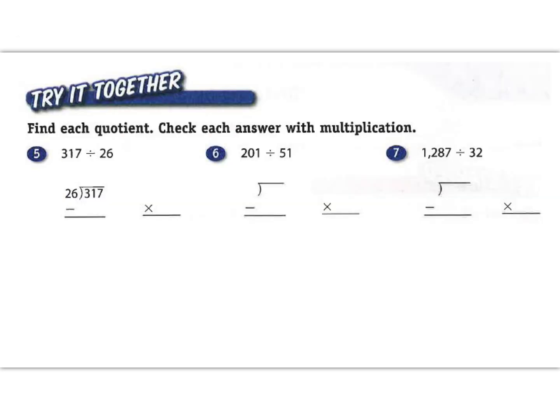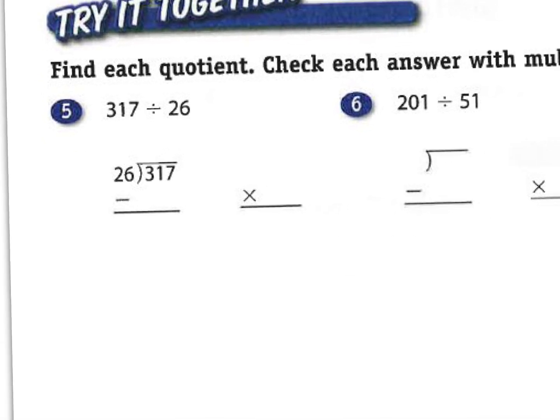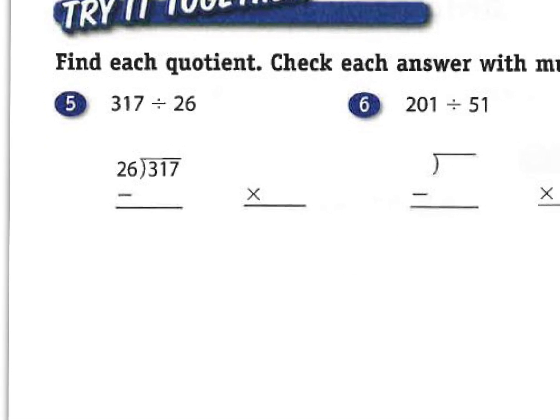All right, this says find each quotient, check each answer with multiplication. So we're going to actually check our answers on these as well. So let's do 2 of these together, and then you're going to try one on your own and pause the video and then check your answer. So first one is 317 divided by 26.